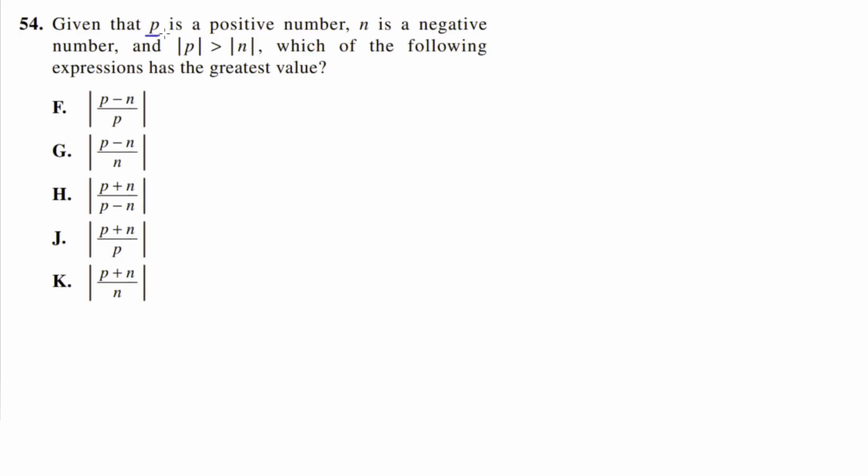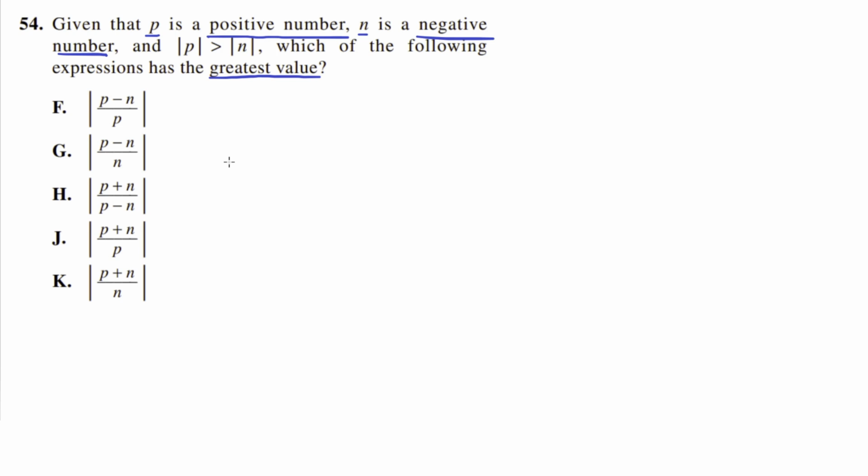Given that p is a positive number and n is a negative number, and the magnitude of p, or the absolute value of p, is greater than the magnitude or the absolute value of n, which of the following expressions has the greatest value? So we need to see which one of these is the largest number.